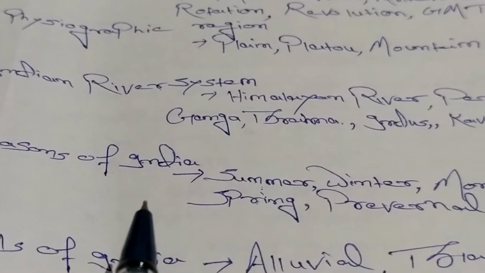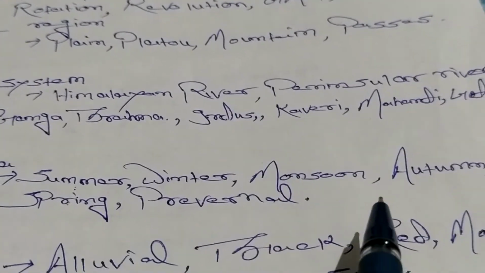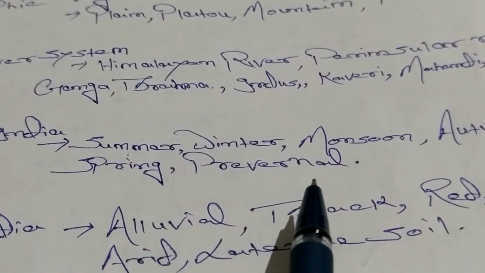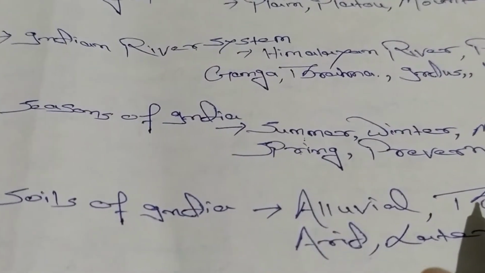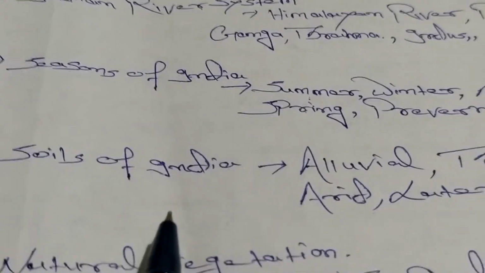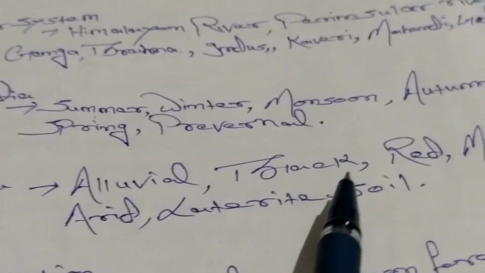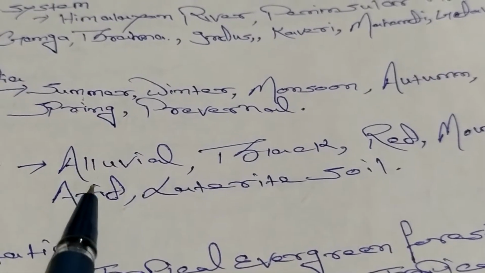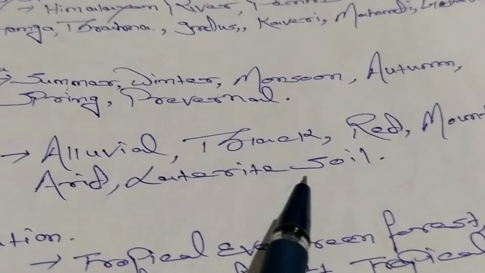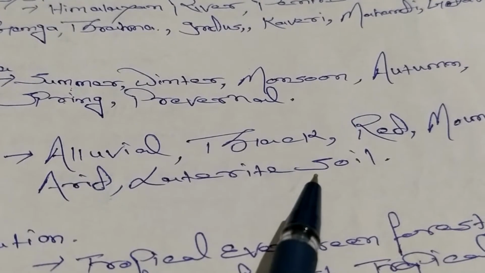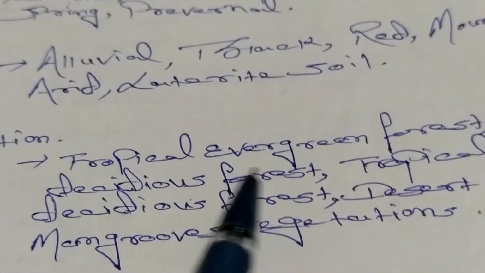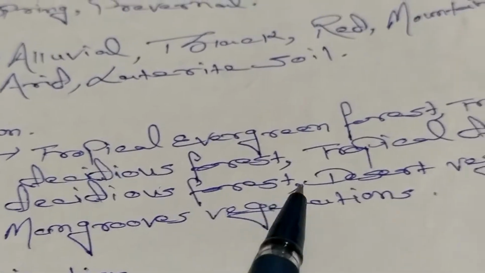Then comes seasons of India. Basically there are 6 seasons in India: summer season, winter season, monsoon season, autumn season, spring season, and pre-vernal season, each with a 2-month gap. Then comes soils of India. Mostly 6 soils of India: alluvial soil, black soil, red soil, mountain soil, arid soil, and laterite soil. Alluvial soil is the most fertile, and in laterite soil we can grow tea or coffee, mostly found in Assam or the Karnataka hills.